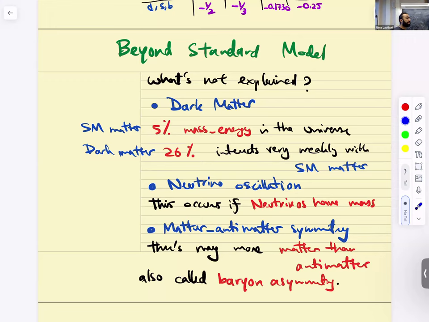Anyway, there's another piece of evidence. Well, there's something to be explained. This is the matter-antimatter lack of symmetry. There is more matter than antimatter. This is the baryon asymmetry. We see that around us, right? And we don't know why.